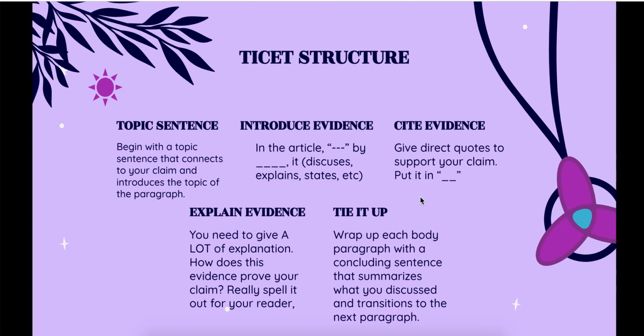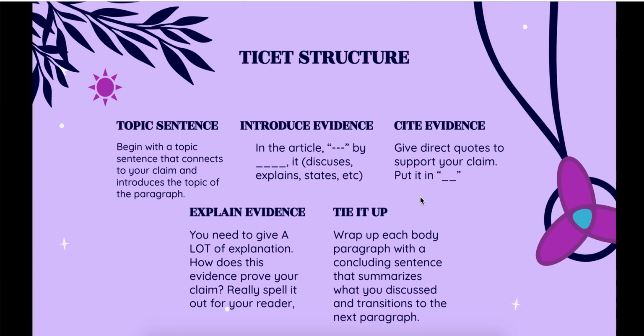Next, you need to explain your evidence. You need to give a lot of explanation. How does this evidence prove your claim? Really spell it out for your reader. Don't assume that they understand anything. Don't make them assume what you're talking about. Make sure you make the connection between what you're claiming and your evidence very, very clear. That's what your explanation is for. How does this evidence show what you are trying to say? If you're trying to show that social media is beneficial for teens, how is this evidence showing that?